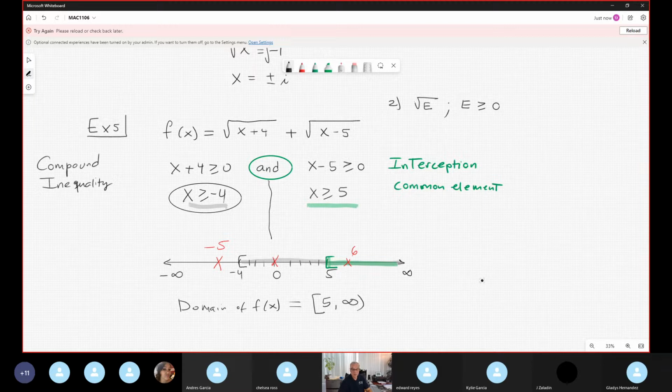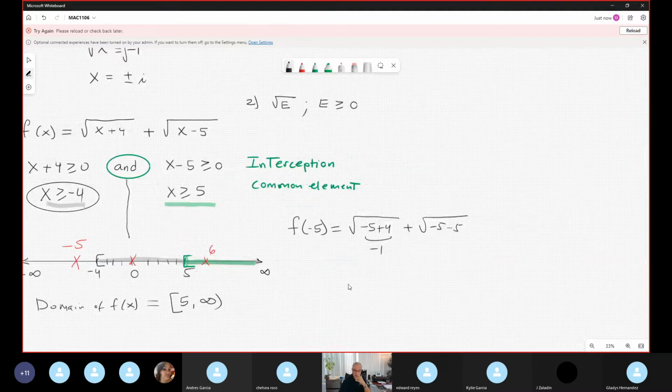Suppose plugging in negative 5 into the original function. It's square root of negative 5 plus 4 plus square root of negative 5 minus 5. This is obviously negative 1, and the square root of negative 1 is imaginary, thus completely undefined. The answer in the real field is that it's undefined, for both reasons, because it's negative 10.